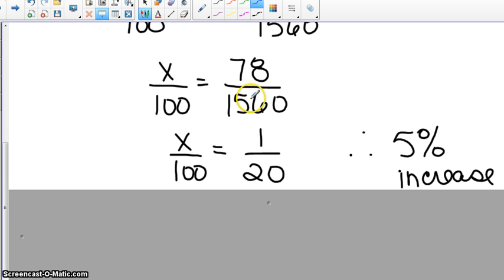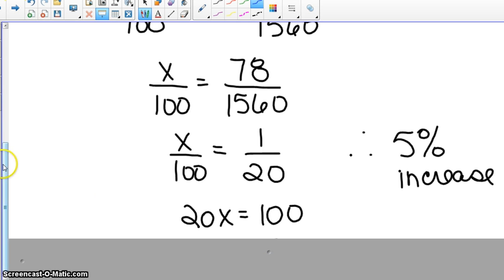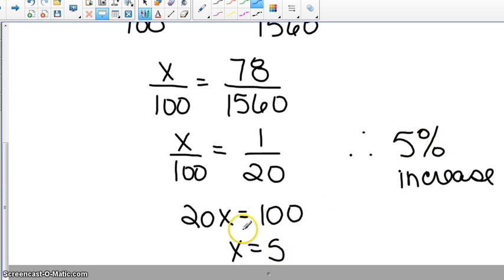This is all fine with a calculator, by the way. Okay, so maybe the reducing is not necessary. So we're going to cross multiply and divide. This one happened to work out nicely when we reduce. And for x, 20x equals 100, and x equals 5. So we're going to get a 5% increase. Remember, that is the percentage.